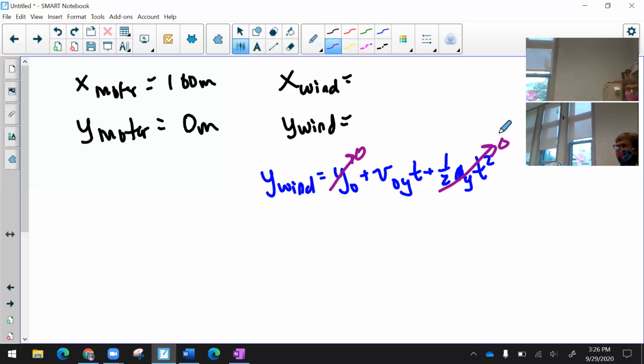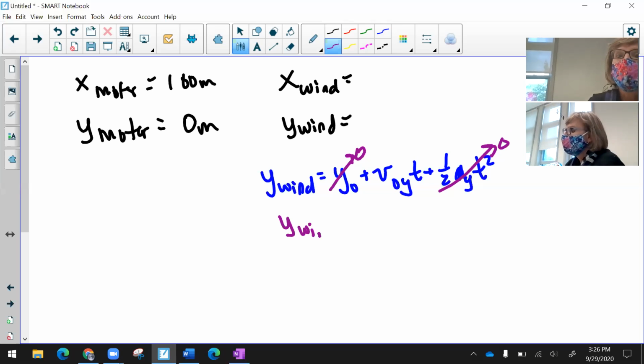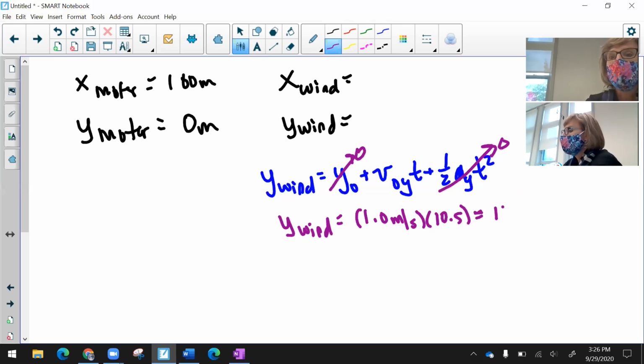Nope, I'm going to add Y wind and Y motor together to get my final Y. Lauren. This is for the wind. So the wind has a constant Vy the whole time. So V0 is equal to Vy because it's not changing, it's not accelerating. Okay, so what is the velocity of the wind in the Y direction? 1. Yep, 1.0 meters per second. It's going to blow for 10 seconds. So that gives me 10 meters in Y.